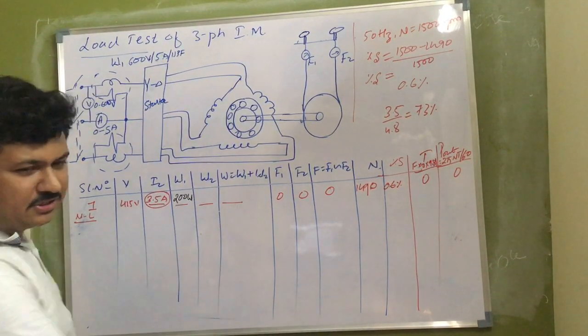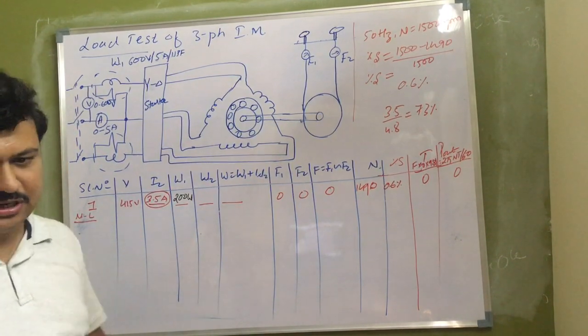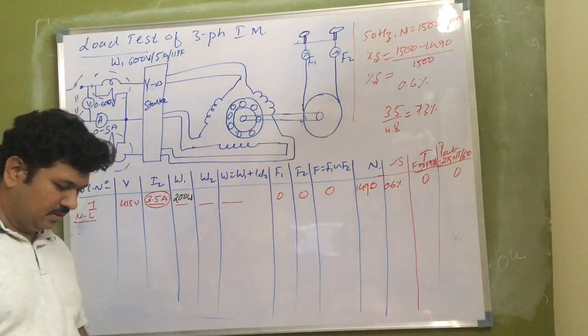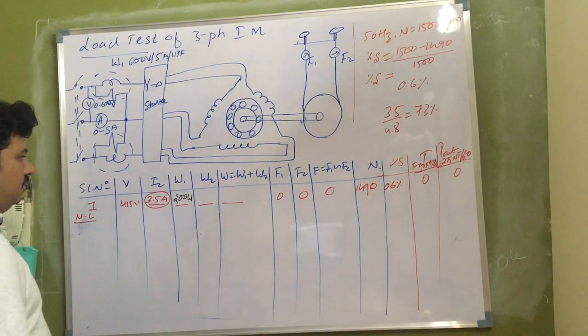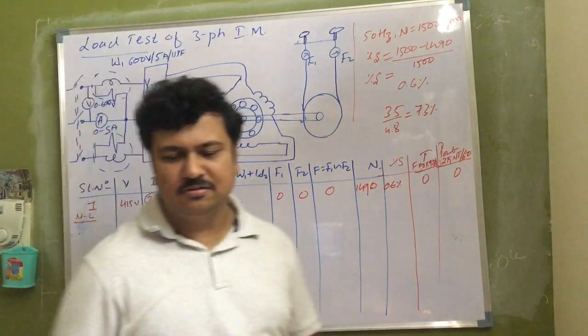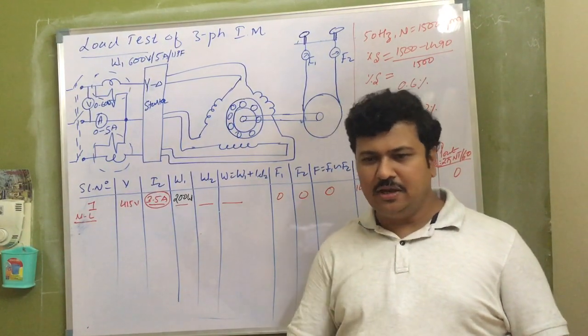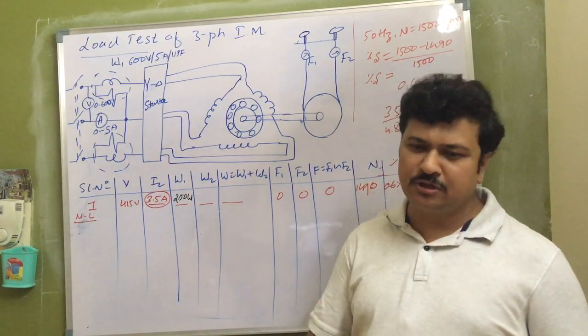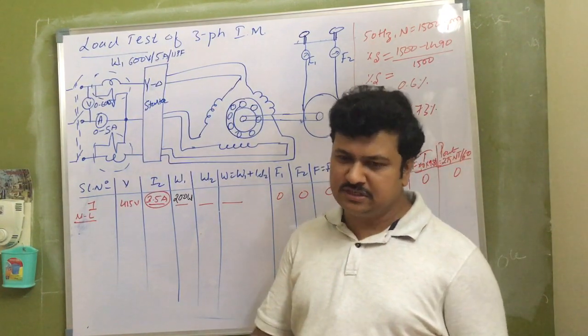I will tell you the procedure, then I will go to that explanation why one of the wattmeters shows negative. One of the wattmeters will try to kick back. What I do there, I will either reverse the current coil or reverse the potential coil. The connection of the current coil or potential coil, I will reverse it.